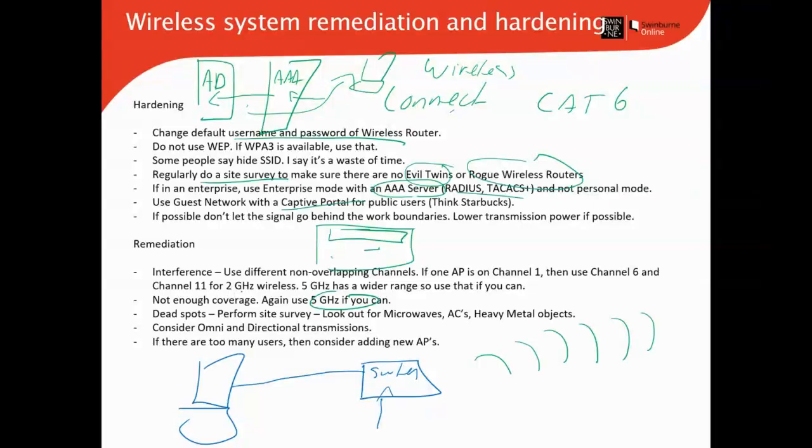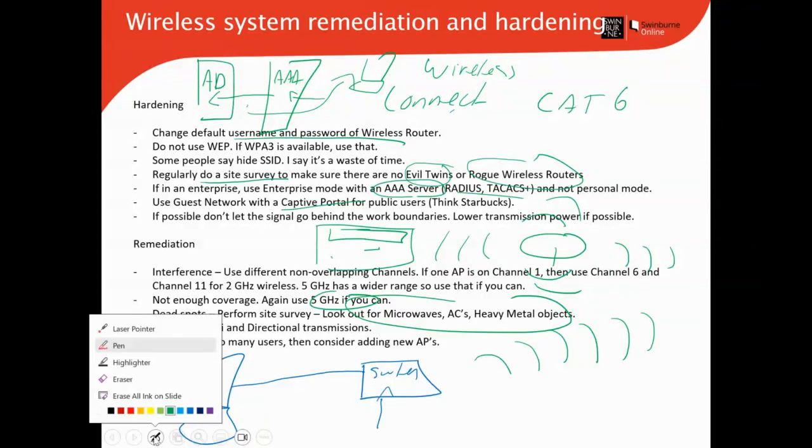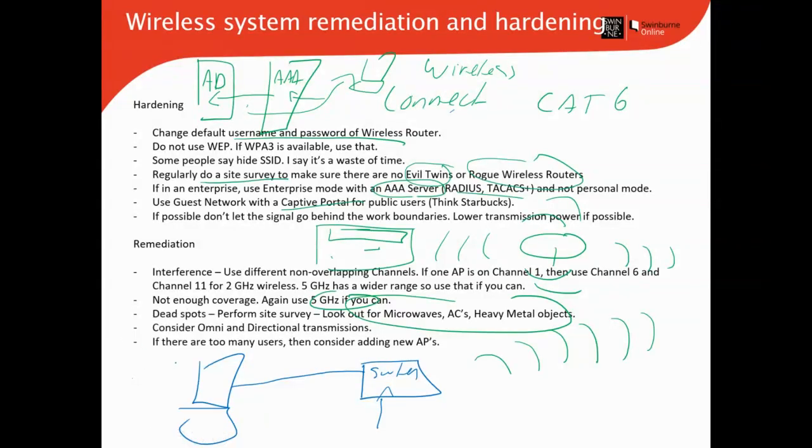Use 5G if you can. Watch out for dead spots, microwaves, heavy metal objects, anything that reflects or bounces waves. Consider omni and directional transmission. Omni means, so this is your access point, omni is all directions, up and down, because you might be in a multiple level storey. And a directional is, say, if you want to focus the beams that way. That's a directional. This is really quick and fundamental stuff.